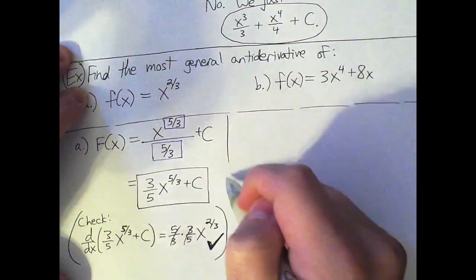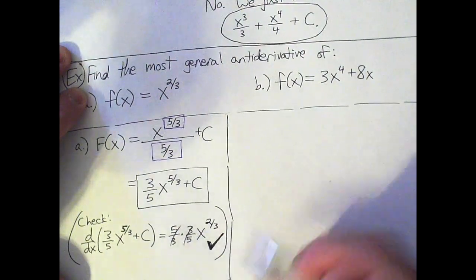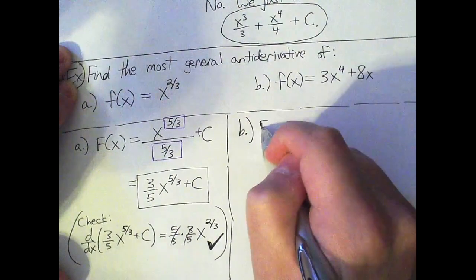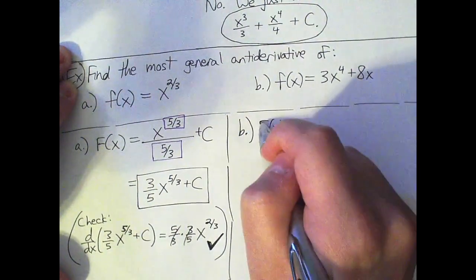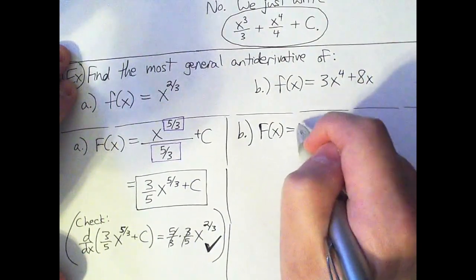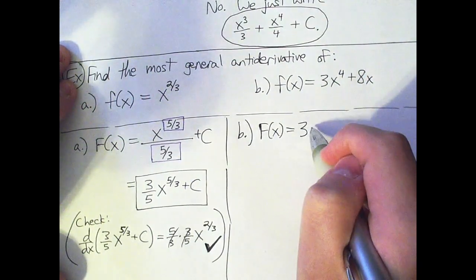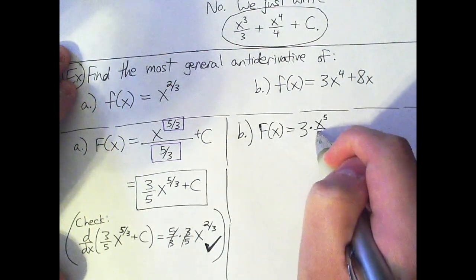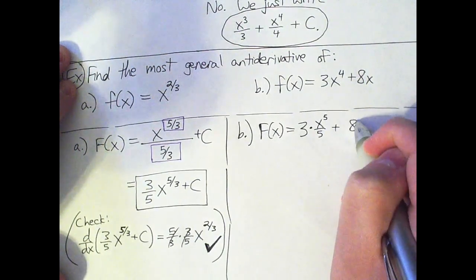Okay, so part B. We could say capital F of x equals, and then just do an antiderivative of each piece. The 3 is going to stay, and then it's going to be times x to the 5th over 5. The 8 is going to stay.